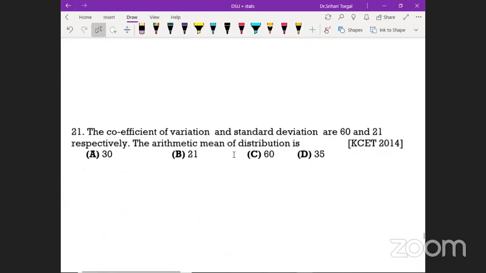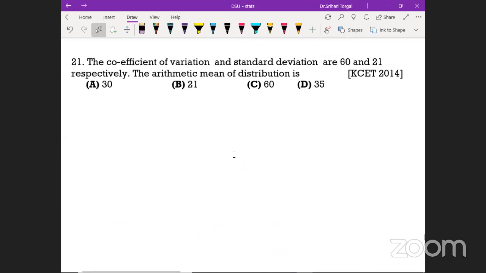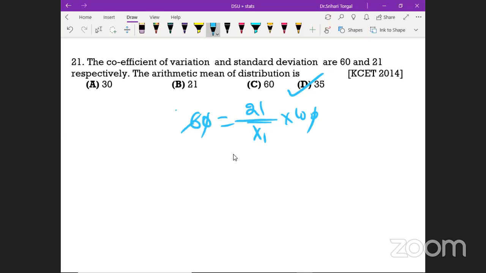This is the last problem. Question number 20, 2014 problem. Find out the arithmetic mean of the distribution. Very easy question. Exactly, option D is the answer. Very good. 60 is equal to 21 by x1 bar into 100, right? 3 2s are 6, 3 7s are 21, 2 1s are 2, 2 5s are 10. x1 bar is equal to 35. Correct. Next.